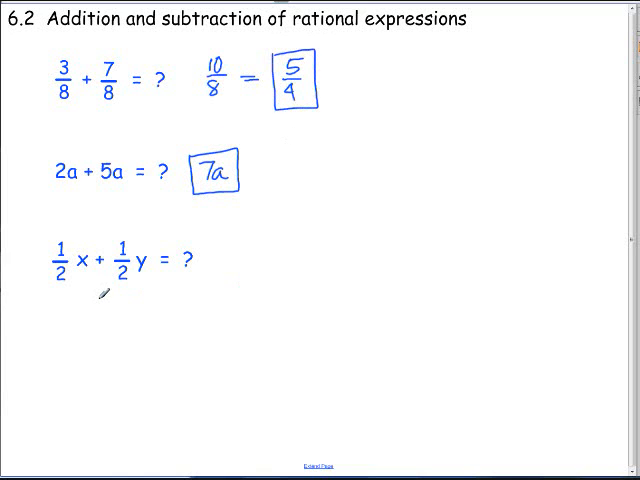How about this one? We have a little problem here, don't we? These are not like. We've got an x and we've got a y. You cannot just add those together. The best you could possibly do would be to say, well, I could take 1/2 out of both of these. I'm not sure that makes it simpler. Maybe it just makes it more complicated. Or you could also express it as x plus y over 2. I rather like the looks of that. But they're all equivalent.